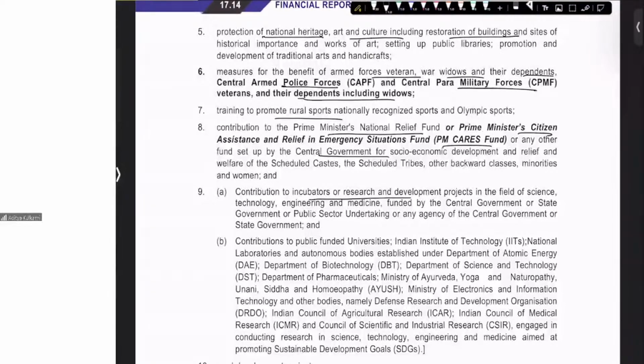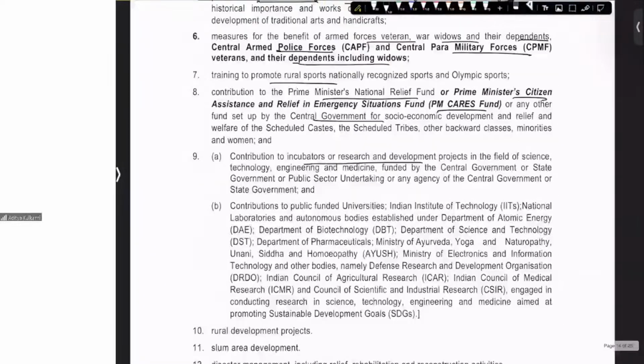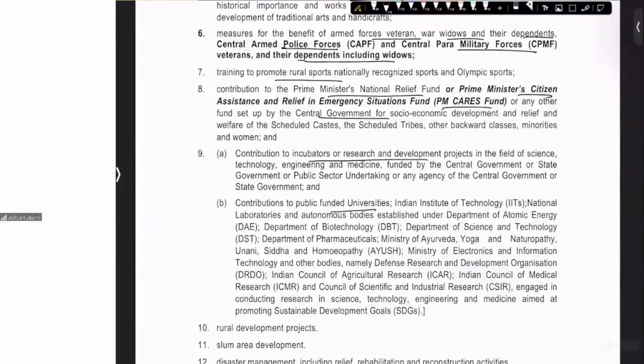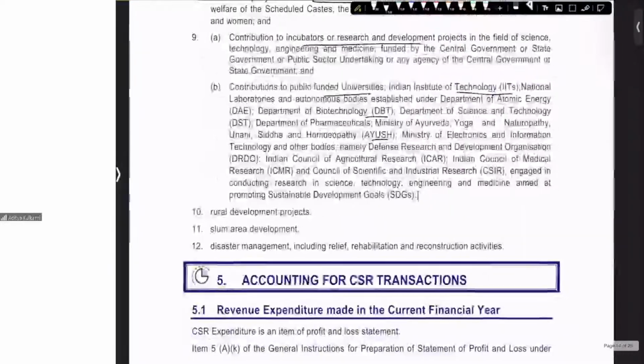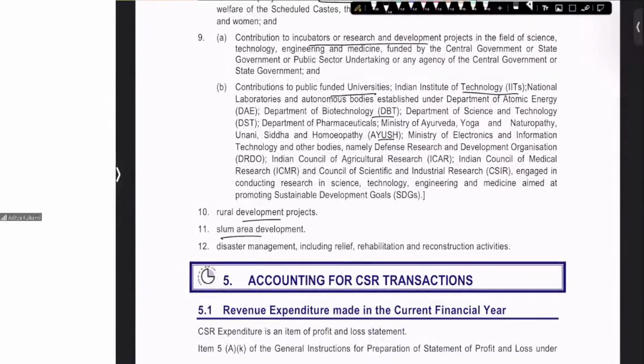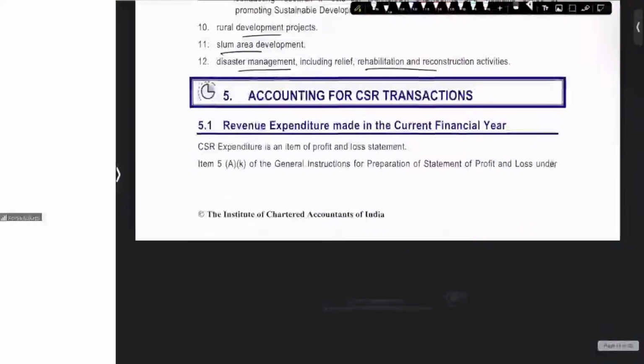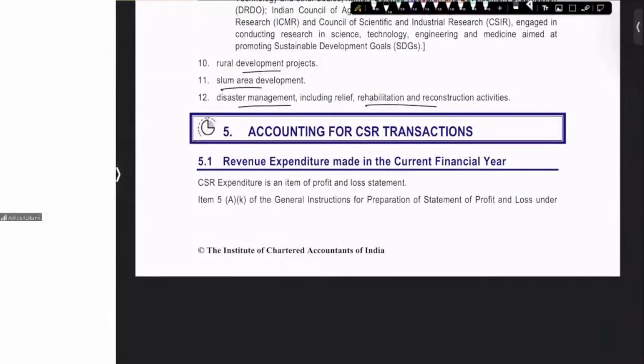Contribution to incubators or R&D projects. Contribution to public funded universities, IITs, DBT, Ayush, etc. Rural development project, slum area project, disaster management, including rehabilitation, reconstruction and relief activities. So a huge list of expenditure is there which you can do for the purposes of CSR.